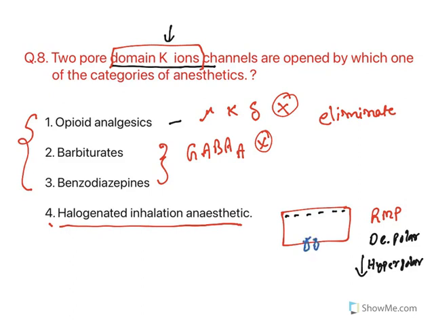When the potassium channel is opened, potassium goes out of the cell. Potassium carries a positive charge. If the positive charge is going out of the cell, what happens? More negativity builds up inside the cell, and that is what results in hyperpolarization, and that causes anesthetic activity. Neuronal stimulation is inhibited. Reversible loss of sensation will be there. So this is how the drugs will act.